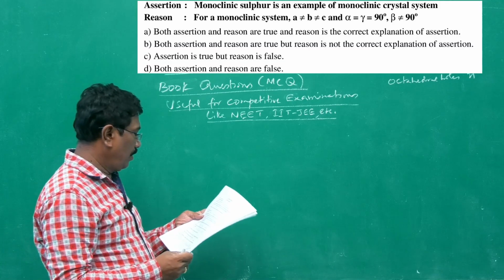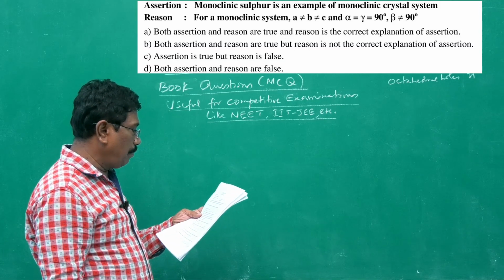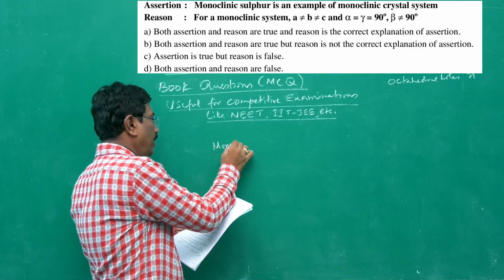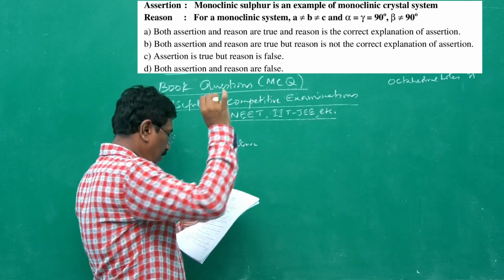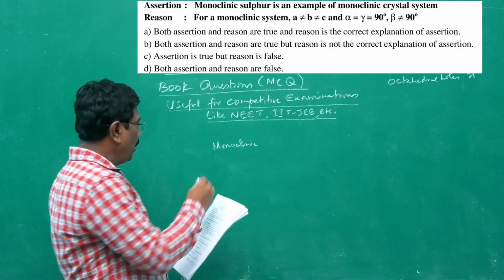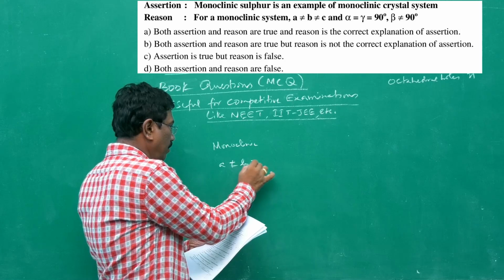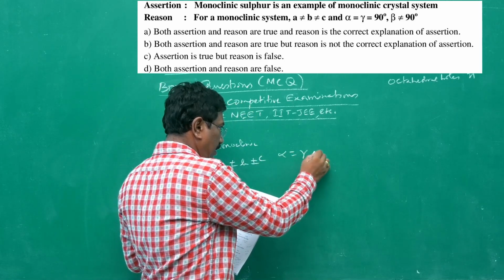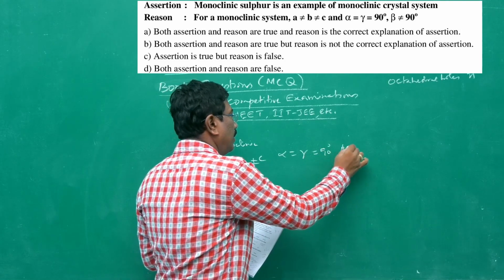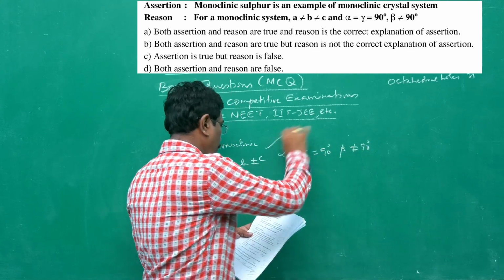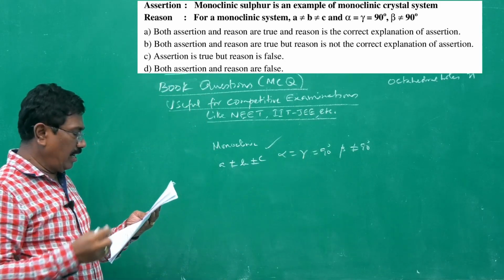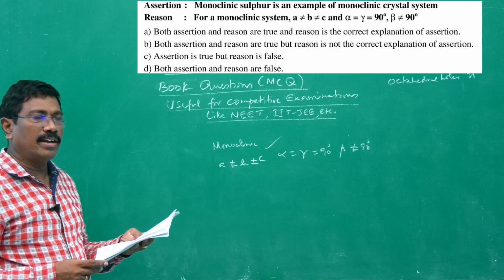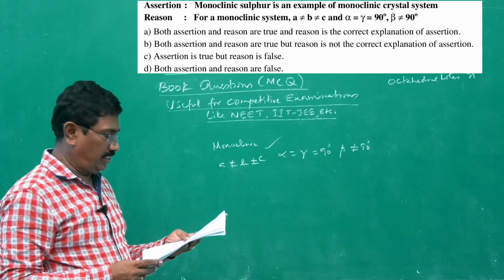Then fifth question, monoclinic sulfur is an example of monoclinic crystal system. Yes, it is true. Monoclinic sulfur belongs to monoclinic system, and for a monoclinic system, a is not equal to b is not equal to c, and alpha is equal to gamma is equal to 90 degrees, but beta is not equal to 90 degrees. That is true. And the reason is the correct explanation, and therefore first option, both assertion and reason are true, and reason is the correct explanation of assertion.